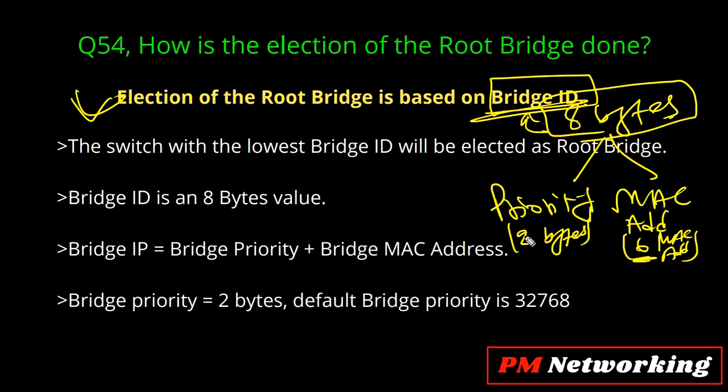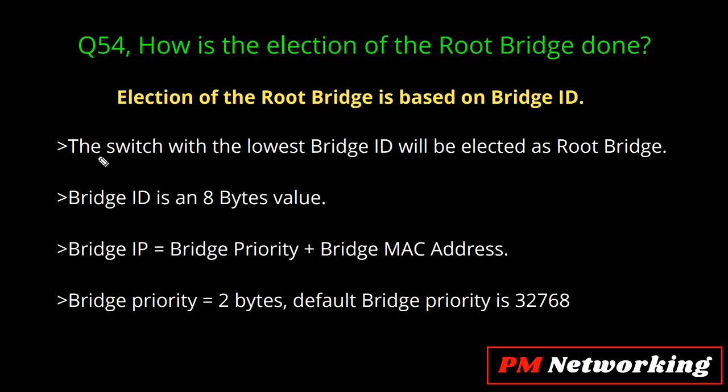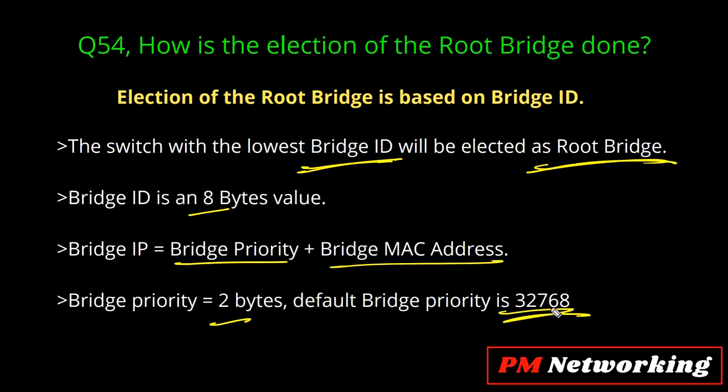And by default priority on all the switches is 32768 plus whatever MAC address your switch is using, right? So here you can say the switch with the lowest bridge ID will be elected as root bridge. Now bridge ID is an 8 bytes value. Bridge ID is a combination of two things, bridge priority plus base MAC address. Bridge priority is 2 bytes and by default priority is 32768.